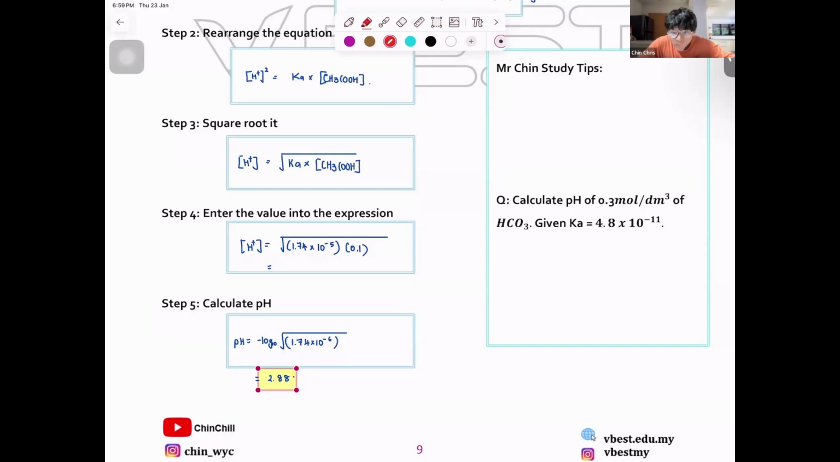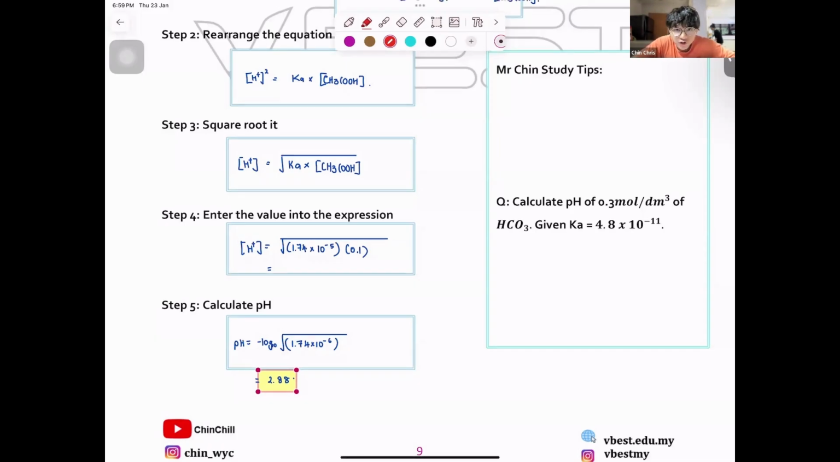Okay, now let's continue. Now I'm going to give you a study tip to calculate the pH of a weak acid quickly. You can use this hack. So the H plus concentration of a weak acid is just the square root of Ka multiplied by the concentration of the acid. Done.